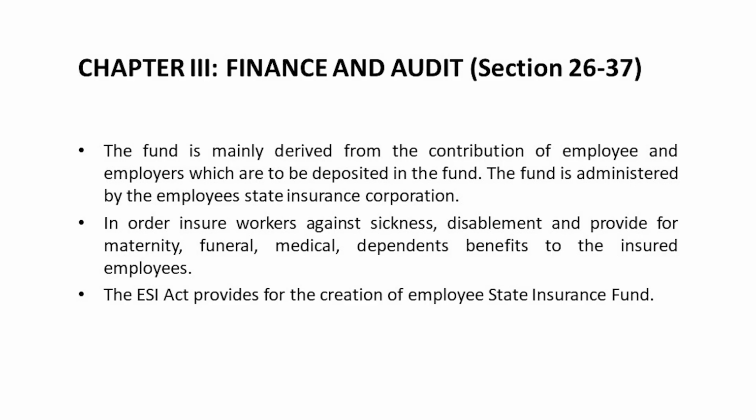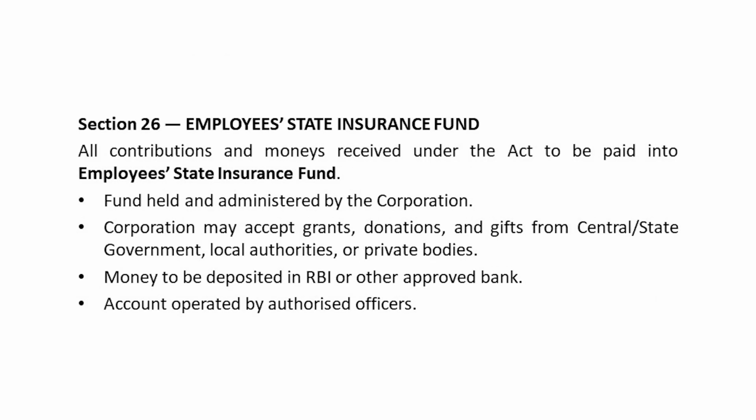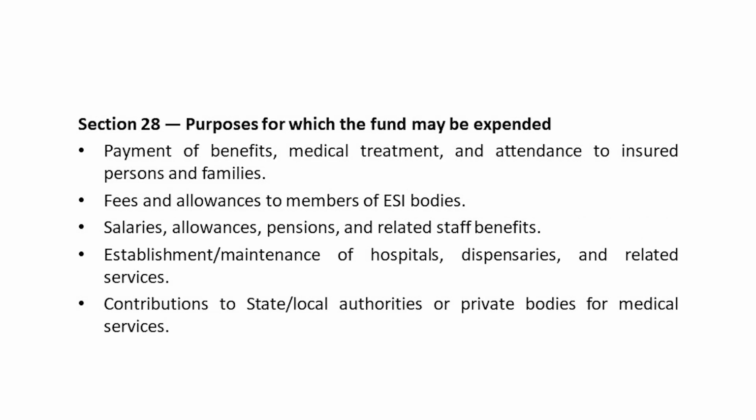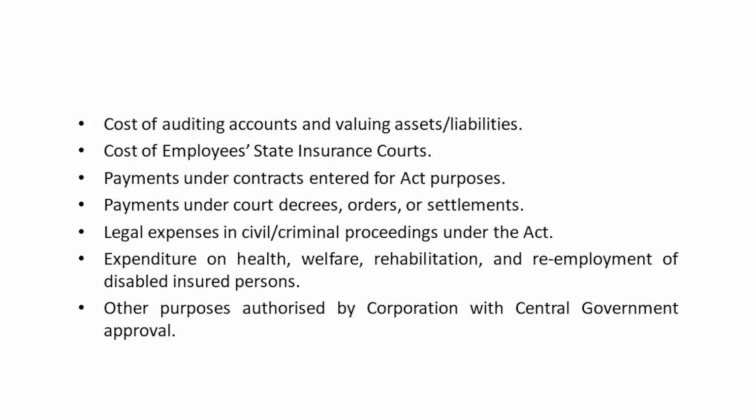The ESI Act provides for the creation of the Employee State Insurance Fund under Section 26. All the contributions and money paid can be received under this fund, which would be administered by the corporation. The corporation can accept grants, donations and gifts from the central and state governments, local bodies or private bodies. After that, this money can be deposited into the RBI or another approved or scheduled bank, and this account would be operated by the authorized officers. So Chapter 3 gives the finance and audit part.